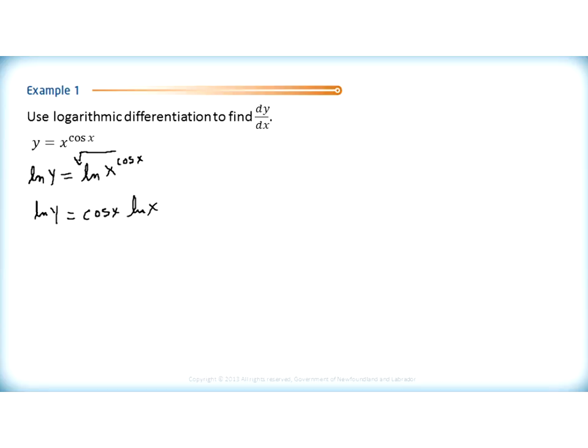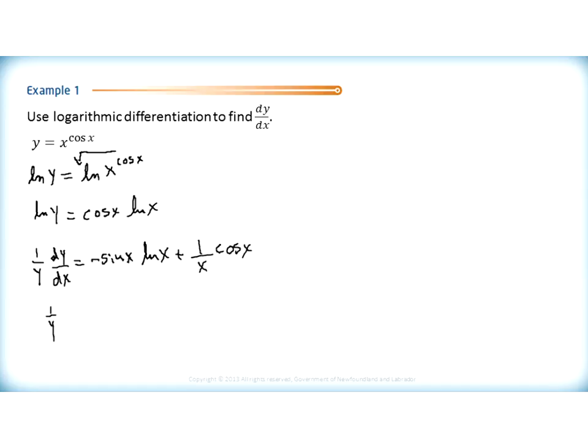Then I differentiate. The derivative of ln y is 1 over y times dy over dx. So implicit differentiation there. And on the right-hand side, I have a product rule. So the derivative of cosine is negative sine x multiplied by ln x, plus the derivative of ln x, which is 1 over x, times cosine x. Okay, so can I simplify any of this? Well, not a whole lot, but let's get started on it anyway.